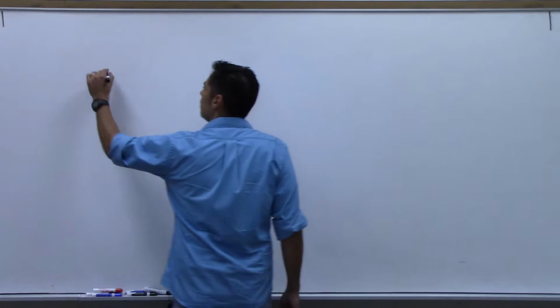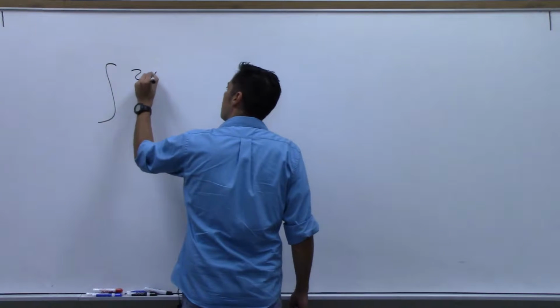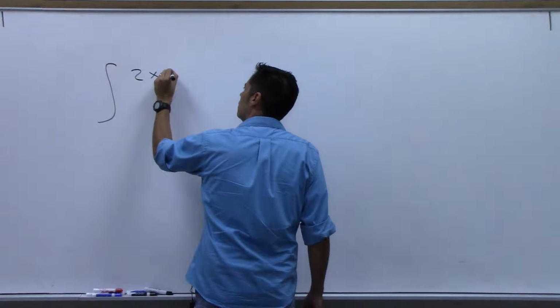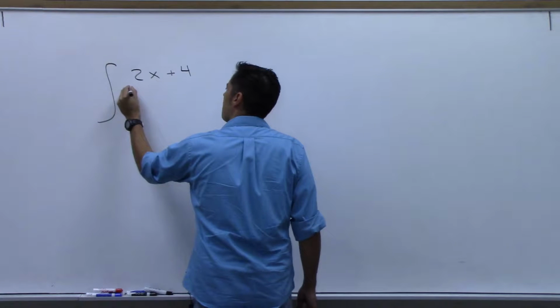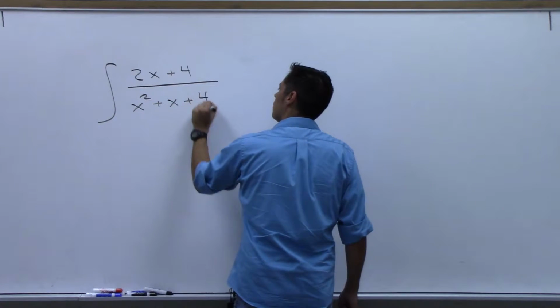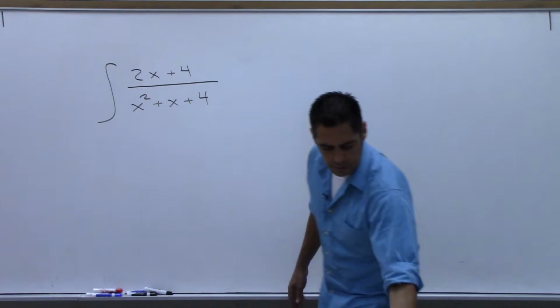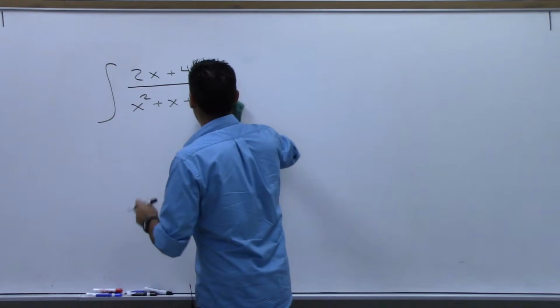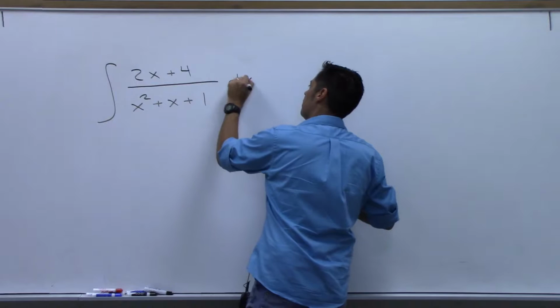So where do you want me to take it from? Do you understand how I got that or no? Yeah, I understand this, it's just what to do with this right here. Okay, so let me put it up here and see if this is what you want. You want me to do the integral of 2x plus 4 over x squared plus x plus 1? So if I do this, you'll be happy.